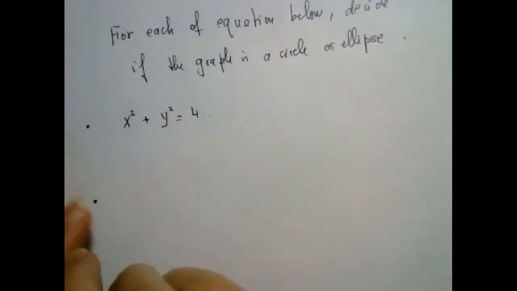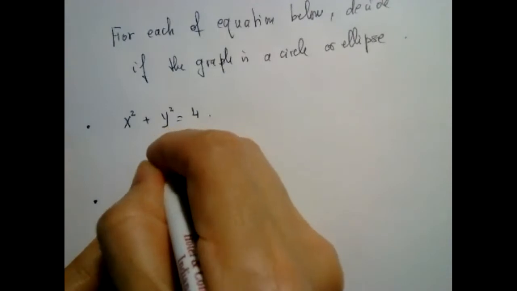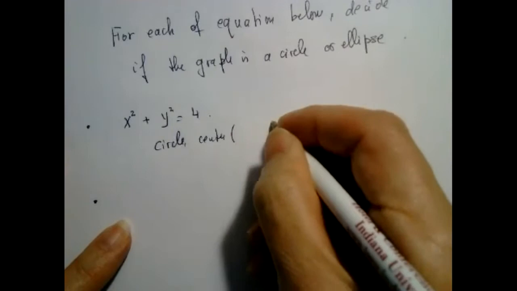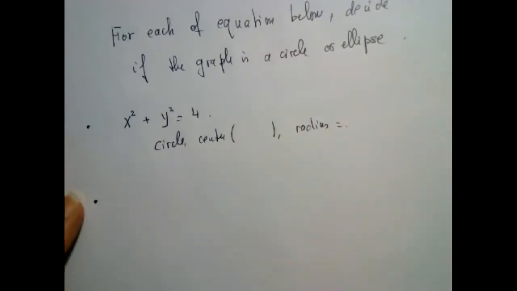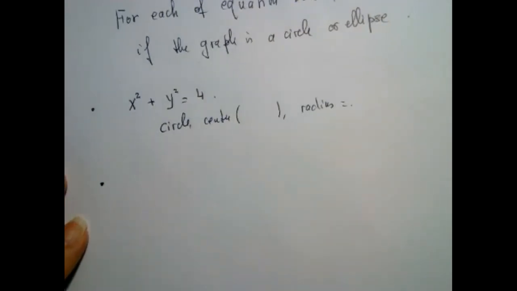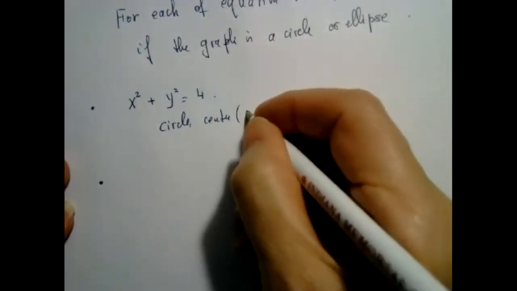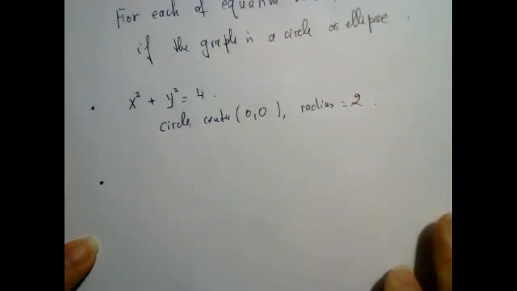So circle or ellipse? Okay, it's a circle. What's the center? And what is the radius quickly? Center is at the origin and the radius is 2. All right, so that's the basic one.